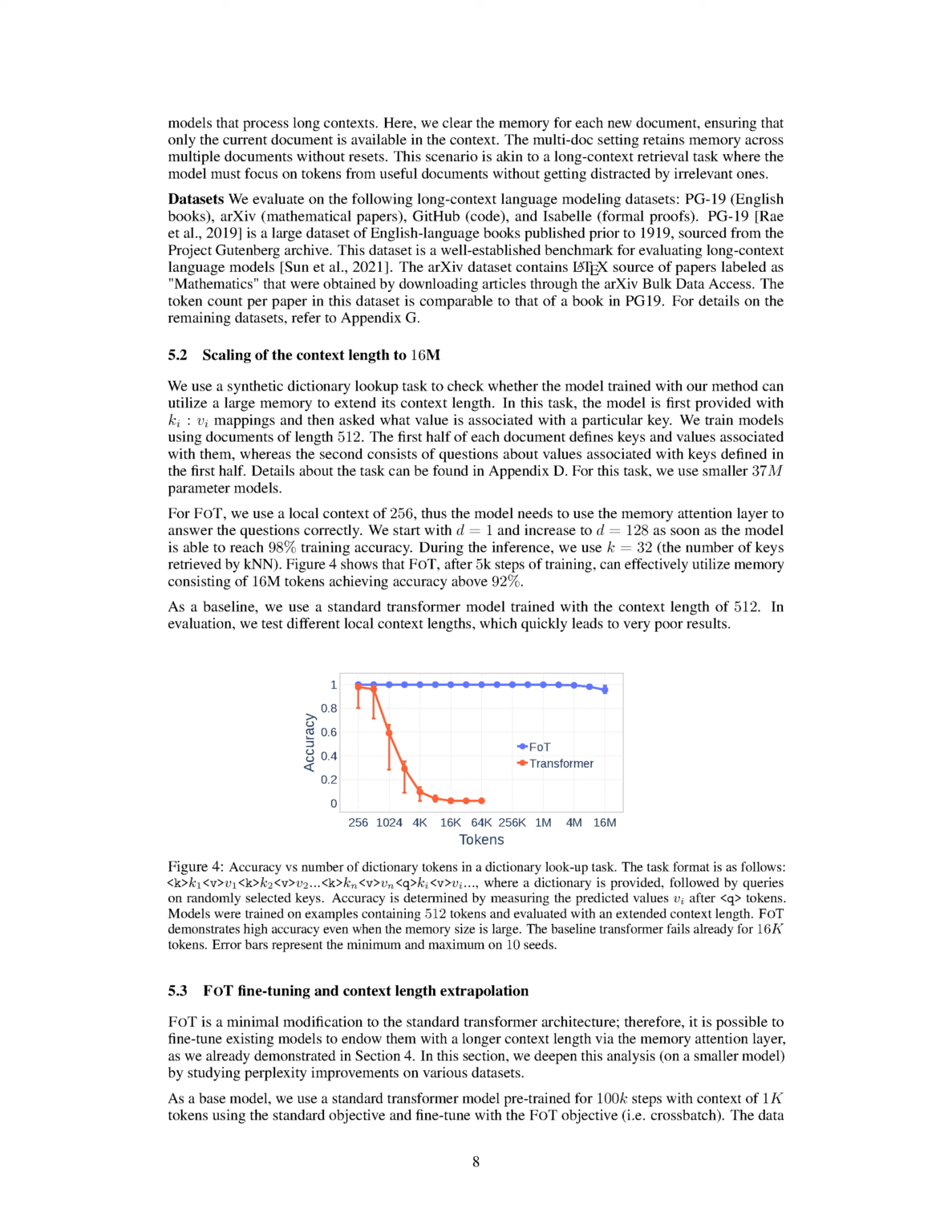We're evaluating our models on the following long context language modeling datasets: PG19, English books; Archive, mathematical papers; GitHub, code; and Isabelle, formal proofs. PG19 is a large dataset of English language books published before 1919, sourced from the Project Gutenberg archive. It's a well-established benchmark for evaluating long context language models. The Archive dataset contains the LaTeX source of papers labeled as mathematics that we obtained by downloading articles through the Archive bulk data access. The number of tokens per paper in this dataset is similar to that of a book in PG19. You can find details on the remaining datasets in the appendix.